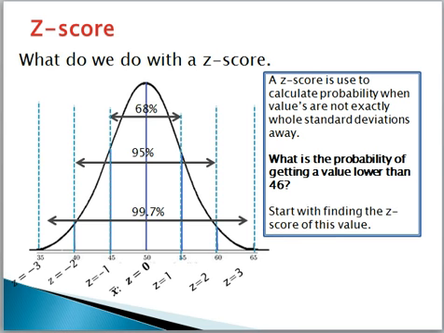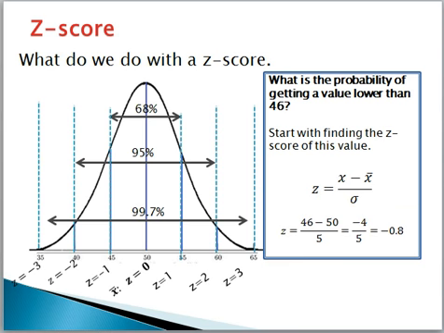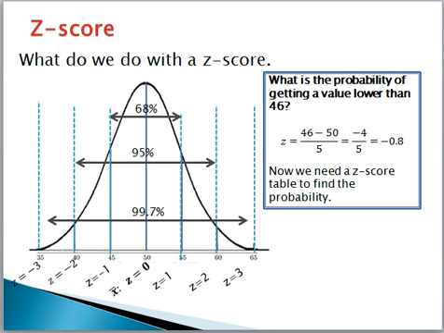Start with finding the z-score of the value. That's what we're going to do first. We have the formula here, and we're putting it in. We're using the exact same example where the mean was 50 and the standard deviation was 5. We have a z-score of -0.8. Now again we're looking at the probability, and to find that, we need a z-score table.